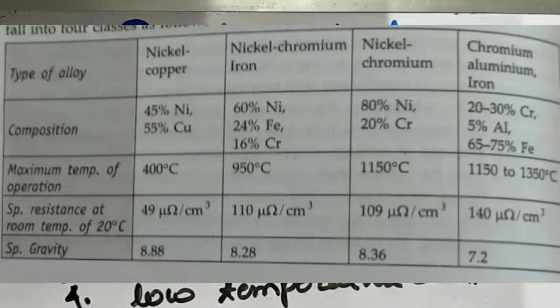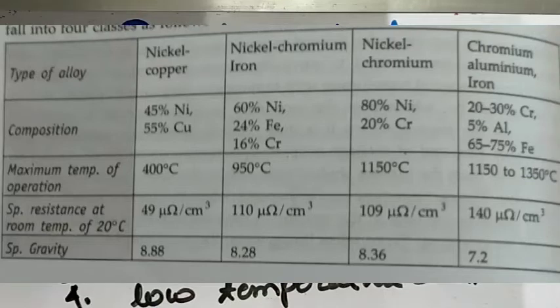Next, the maximum temperature of operation for nickel copper alloy is 400 degrees. For nickel chromium iron, it is 950 degrees. For nickel chromium, it is 1150 degrees centigrade, and for chromium aluminium iron, it is 1150 to 1350 degrees centigrade.